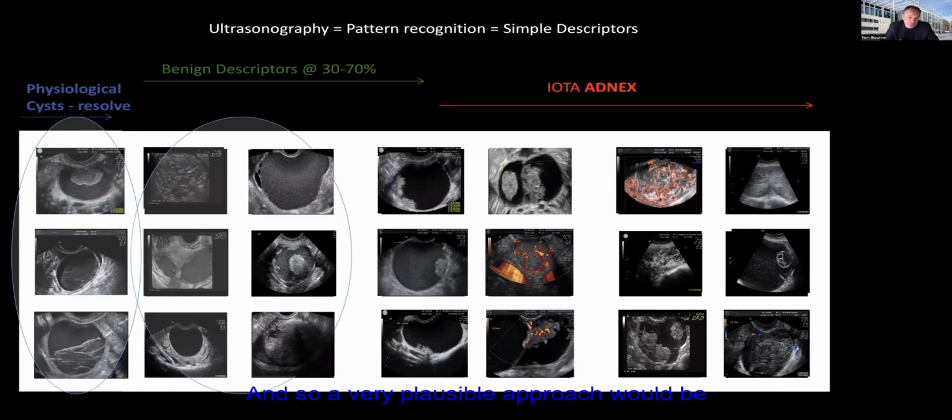And so a very plausible approach would be that physiological cysts can be rescanned at an interval and will resolve. Other cysts you will sort out with benign descriptors, and then you'll have a two-step strategy using benign descriptors and then ADNEX. Dirk will discuss this later. Or you can use ADNEX for all of them, but I would argue that's not necessary.